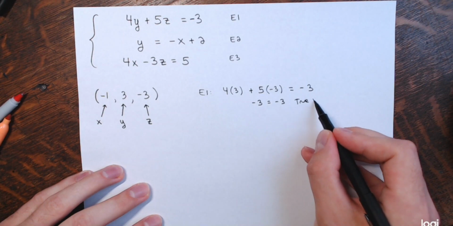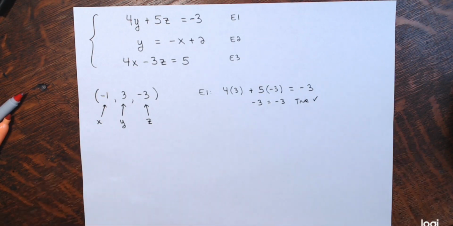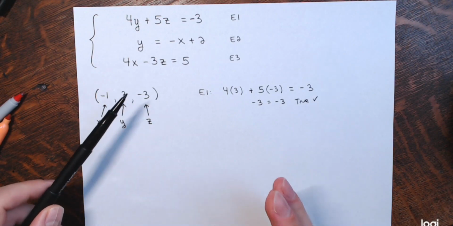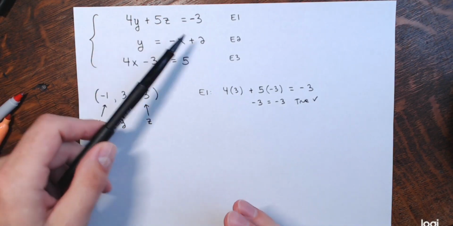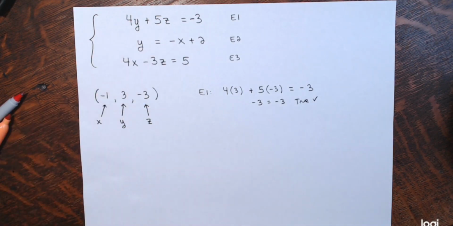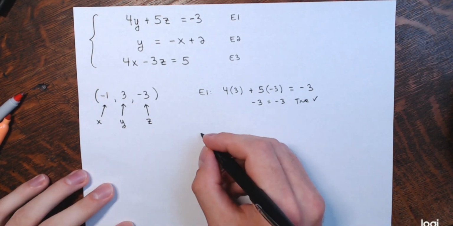That is true. Great. Again, that doesn't mean anything, though. Right? That doesn't mean that this is a solution of the system. It's just a solution of the first equation. Right? It has to be a solution to all 3 equations to be a solution of the system.